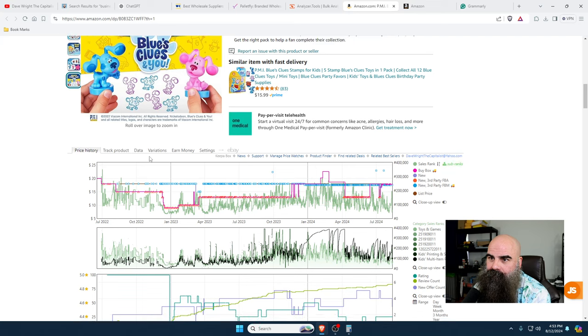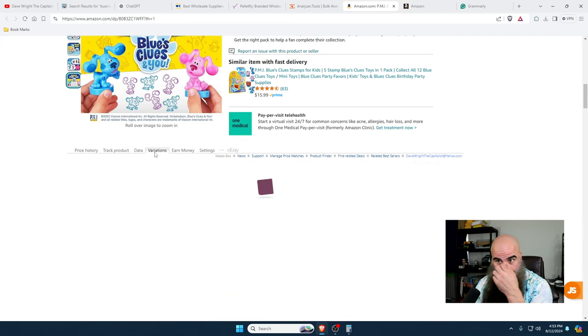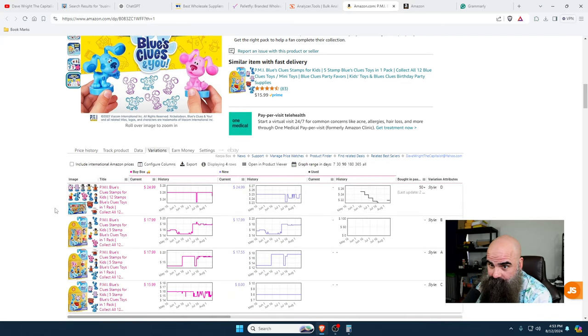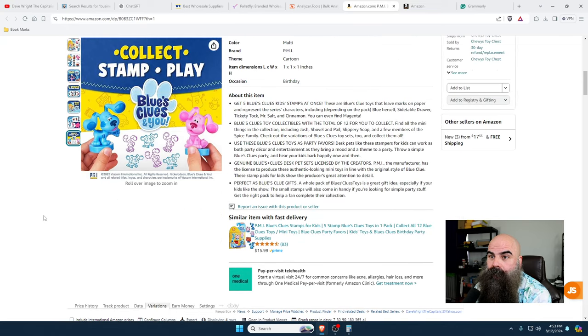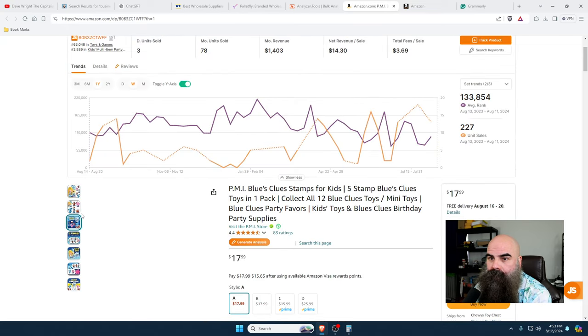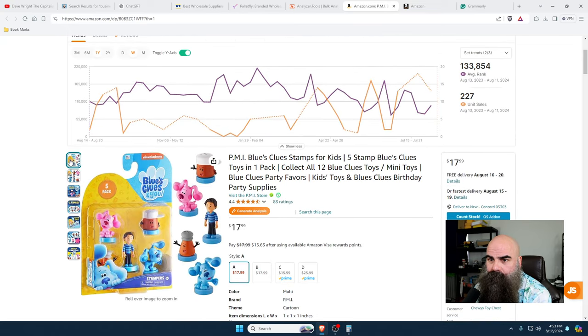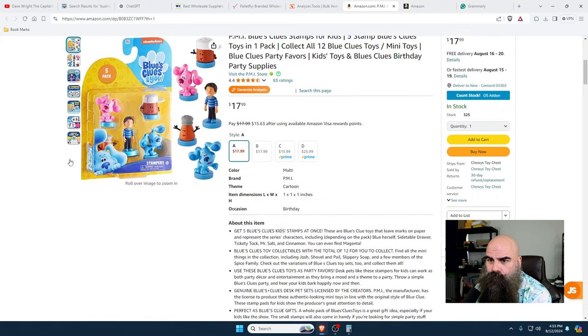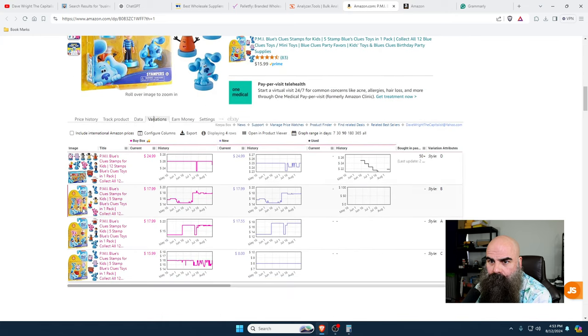So we're looking at the variations here. It's in the UK, so I have to pay a service fee. So we're looking at A, which is Blue's Clues 5-pack, the pink dog in the top left-hand corner and the blue dog in the bottom left-hand corner. So it's this one right here.